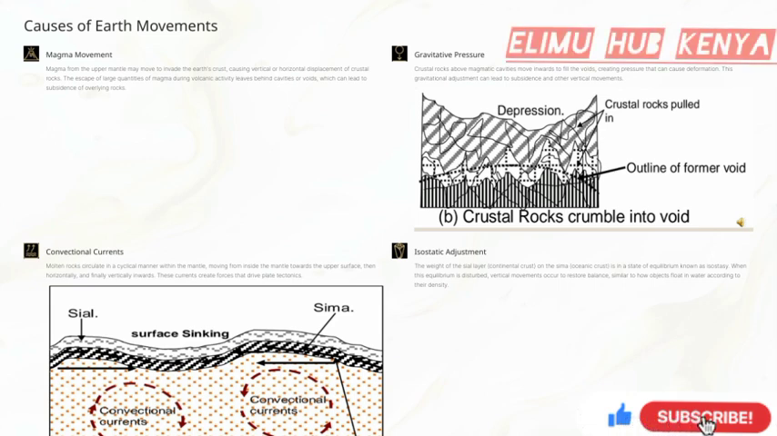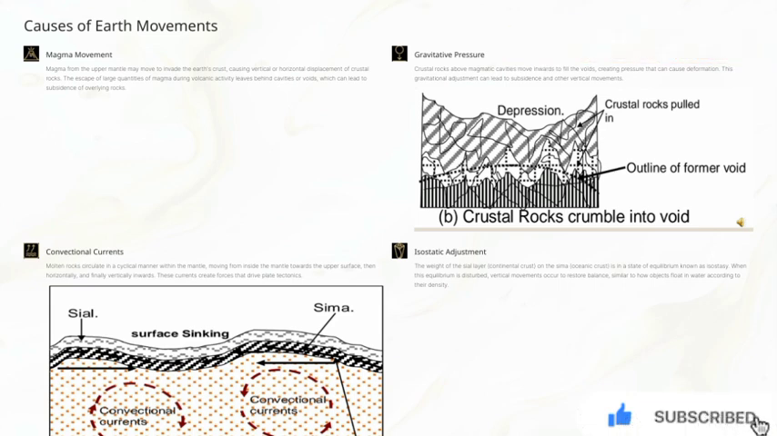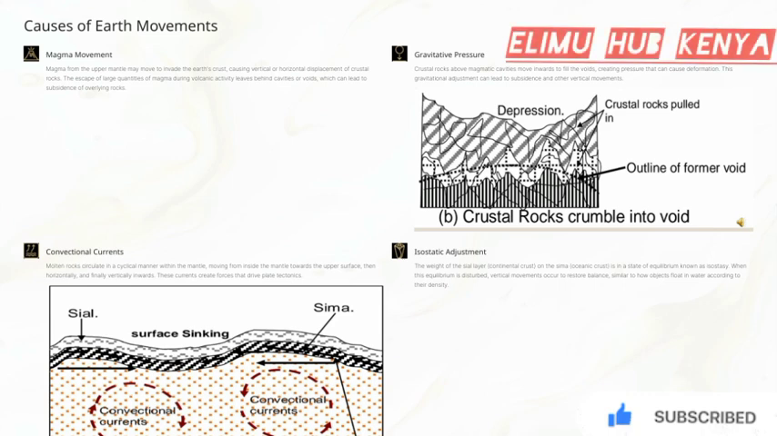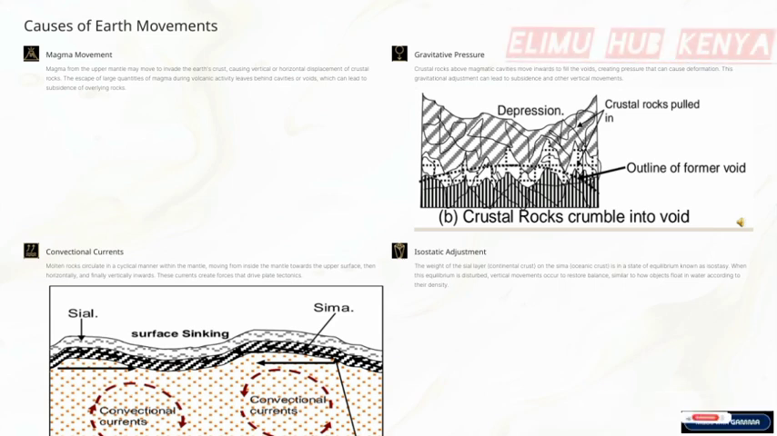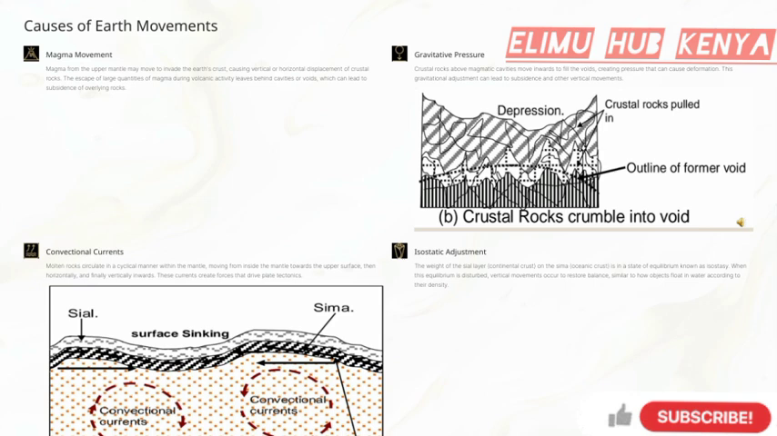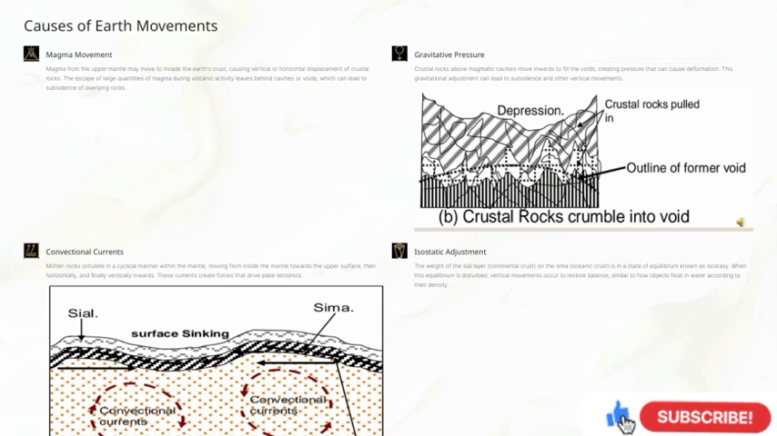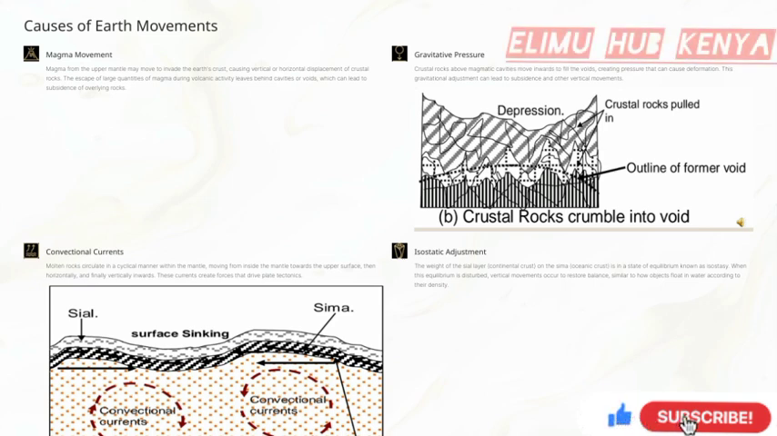Next, we have gravitative pressure. As these magmatic cavities form, the rocks above tend to move inward to fill the gaps. This inward movement creates pressure, which can deform the surrounding rocks. Essentially, this process is a gravitational adjustment, leading to vertical movements like subsidence.